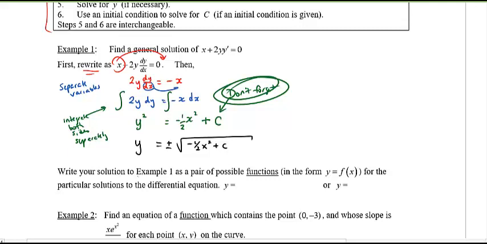So, writing my solution to example 1 as a pair of possible functions in this form for the particular solutions to the differential equation, meaning I want you to separate this, okay, because I want functions. Notice that if I have the plus or minus, you'll see if you visually graph this out, you actually get one side up here, one side down there. That's a problem because it's not a function. It doesn't pass the vertical line test. So we need to separate them as two possible answers. So y equals the positive root, or y equals the negative root.